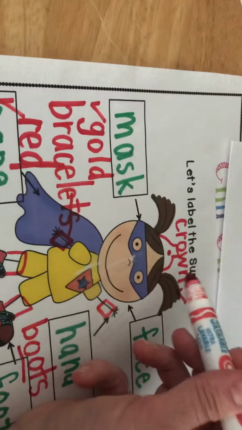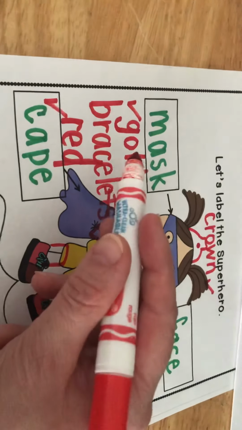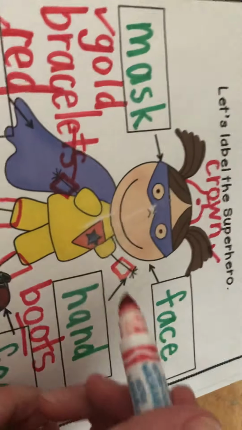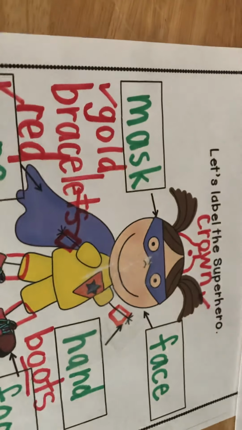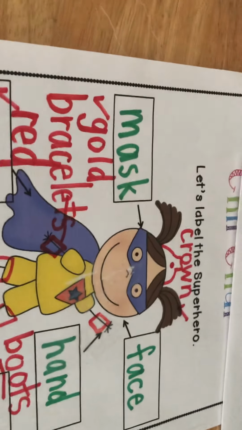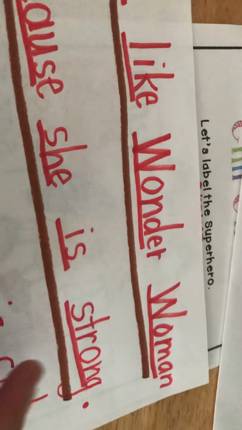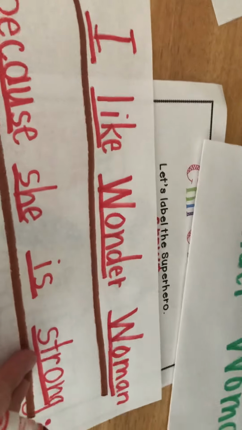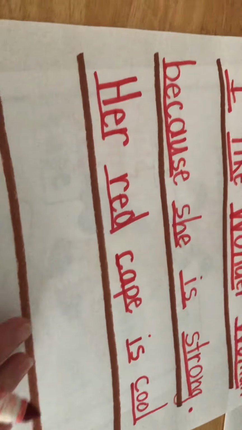I haven't written about her crown yet, or her gold bracelets, or her boots. Maybe I could write about her gold bracelets. I wonder what she uses those gold bracelets for. I think her gold bracelets help her become strong. So I'm going to write that too. I don't know what another word is for strong. If she's strong, she is powerful, and she can really do a lot of crime fighting. So I think my sentence will start with, she has gold bracelets. So I think that's a good way to introduce her gold bracelets.